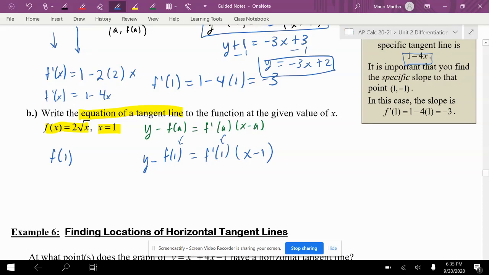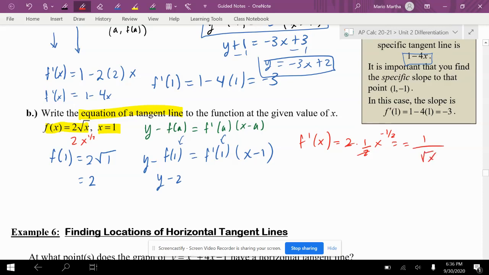So let's find f of 1 first. So 2 times the square root of 1 gives us 2, right? So y minus 2. And then over here, we'll find f prime of x. So 2 times x to the 1/2, the constant is 2, and then times 1/2, which is n, and then n minus 1 is negative 1/2, right? 1/2 minus 1 gives us negative 1/2. So again, simplify, and you just end up with 1 over the square root of x.